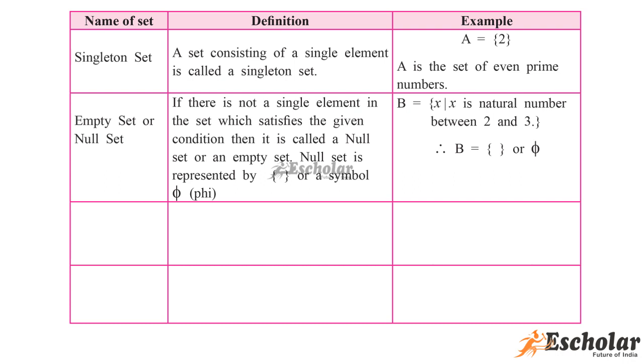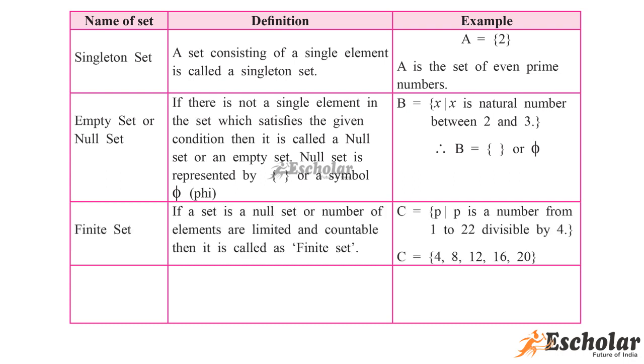Second, empty set or null set. If there is not a single element in the set which satisfies the given condition, then it is called a null set or an empty set. Null set is represented by curly brackets or the symbol phi. B is equal to {x such that x is a natural number between 2 and 3}. Therefore, B is equal to the null set or phi.